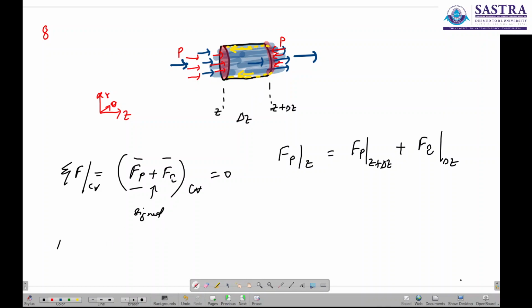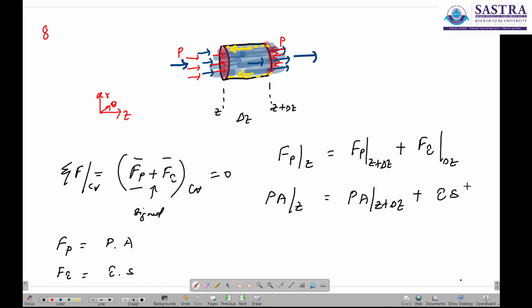Now what is the expression for pressure? The force due to the pressure is pressure times the cross sectional area on which it is acting, and the force due to the shear stress is the shear stress times S, the surface area on which it is acting. So you have here pressure times area at Z should be equal to pressure times area at Z plus delta Z plus tau times the surface area over the region delta Z.